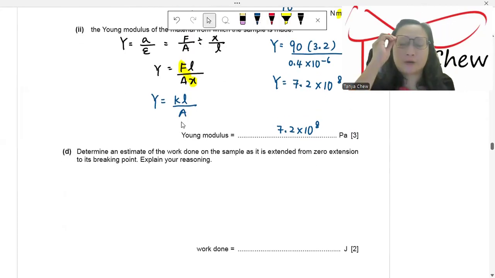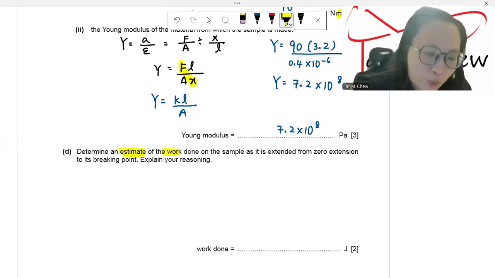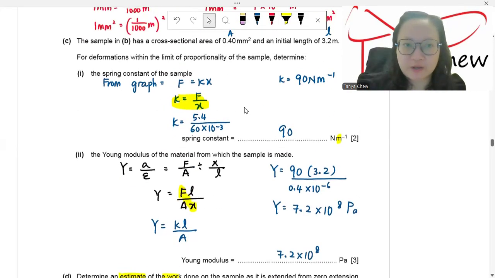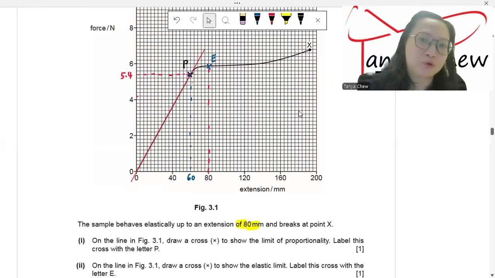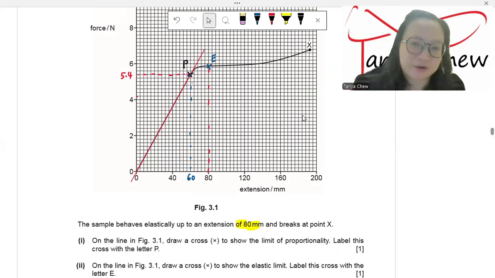Now, part D. Okay, look at the question. Determine an estimate of the work done on the sample as it is extended from zero extension to its breaking point. Explain your reasoning. When a graph is given, there are two pieces of information you could obtain from the graph. One is the gradient of the graph. Second is the area under the graph. In this case, I am going to use the area under the graph to give me the work done.